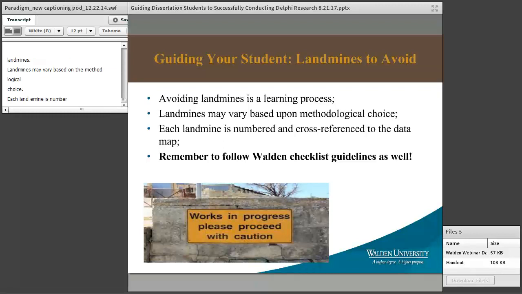And above all, please remember to follow the Walden checklist guidelines. These are not the only criteria for doing a good Walden study. It's got to meet and adhere to the research criteria and guidelines on the qualitative checklists that we all know and use regularly. So I am not repeating those. This is just the added nuances particular to the design.